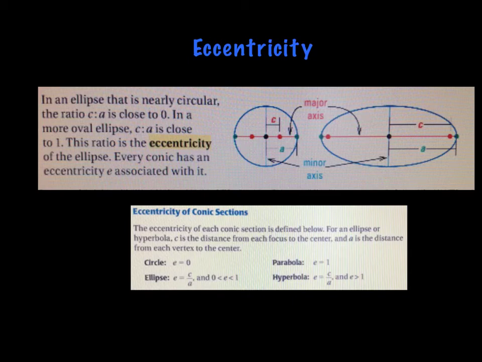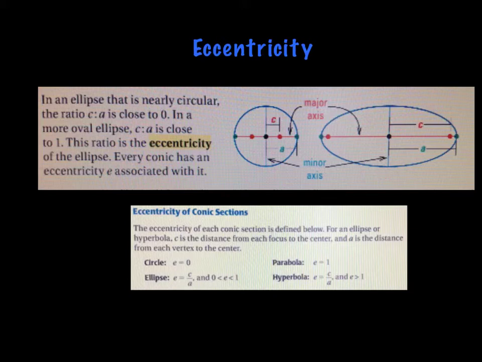So the last subject in this unit would be eccentricity. And eccentricity is the ratio of C to A. You can see from the visual on the screen that the eccentricity of an ellipse would go anywhere between 0 and 1. So the more oval it is, the closer your ratio of C to A is to 1, and the more circular it is, the closer it gets to 0. Obviously then, a circle would have an eccentricity of 0.